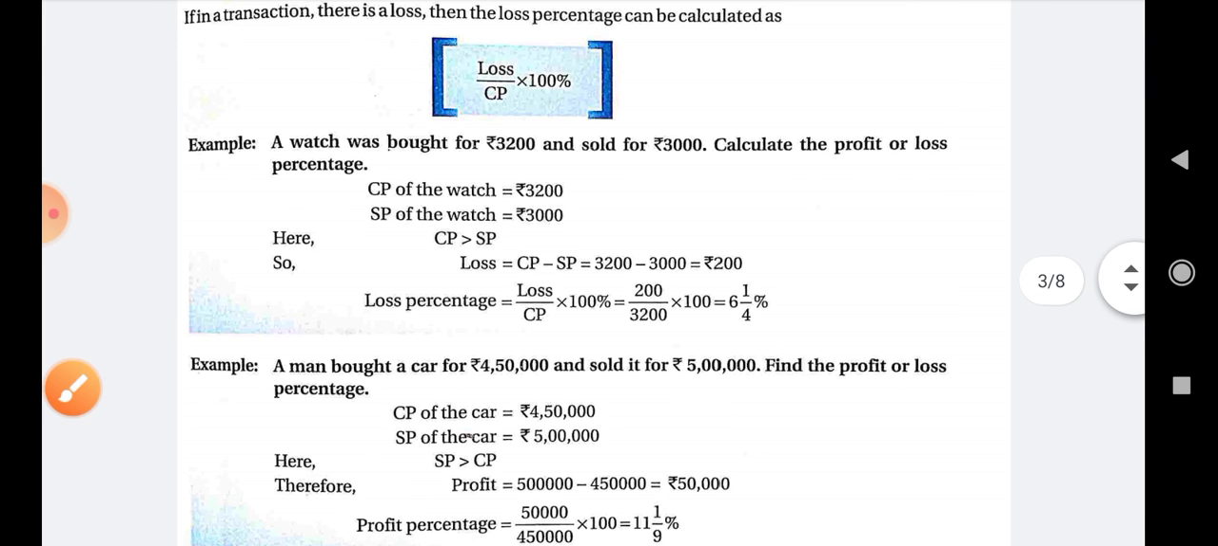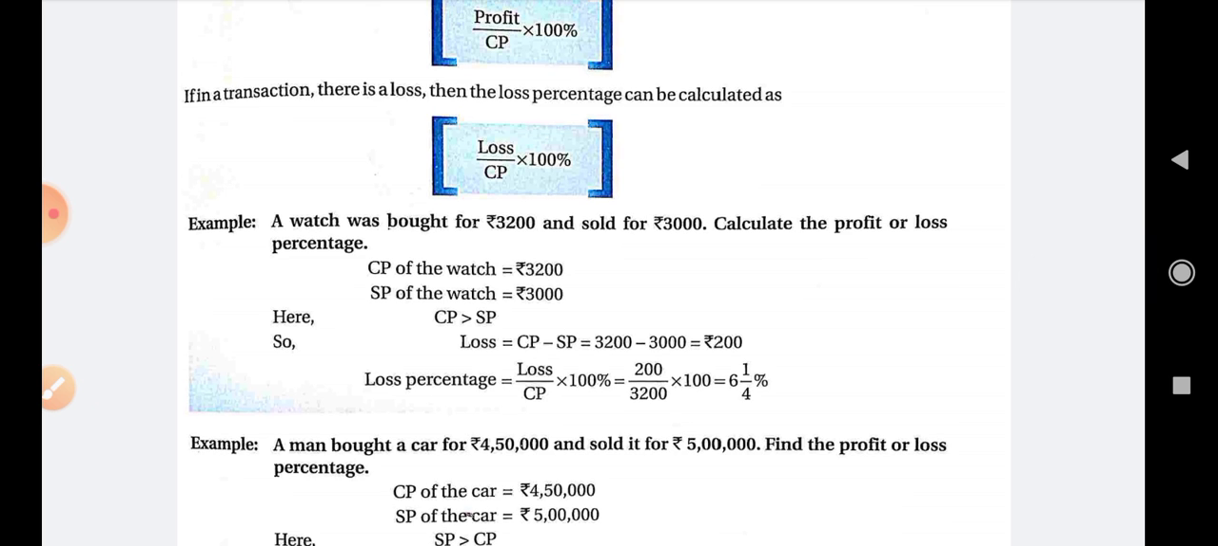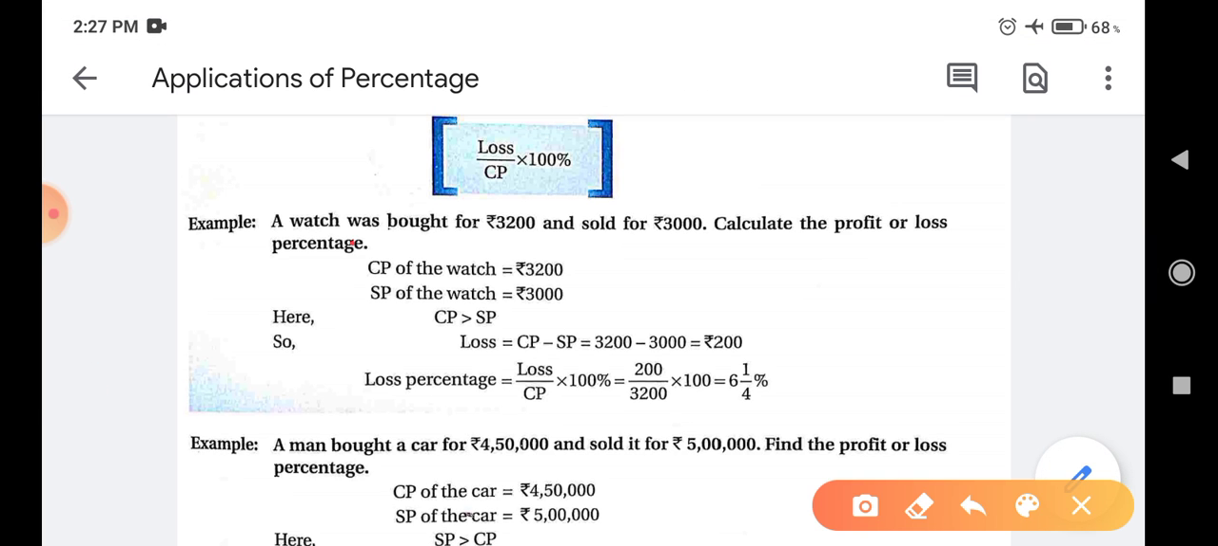Now we will do some examples of how we can calculate profit or loss percentage. A watch was bought for rupees 3200 and sold for 3000. Calculate the profit or loss percent. Firstly, we have to see what has occurred, that is, profit or loss. Here CP is greater than SP, so we will find loss. Loss is equal to CP minus SP. Then it is 200 rupees.